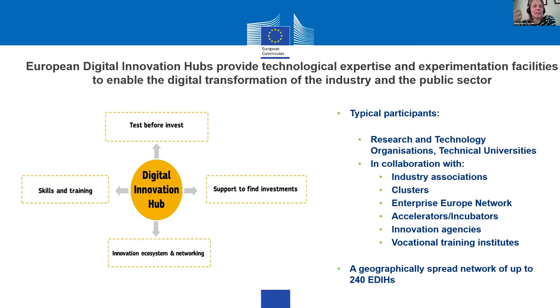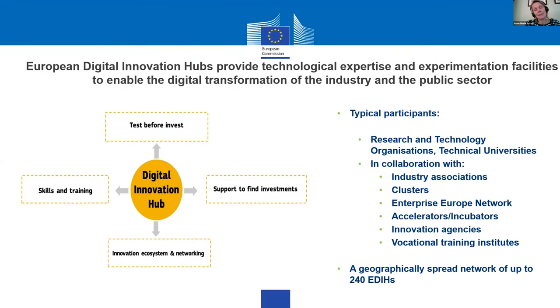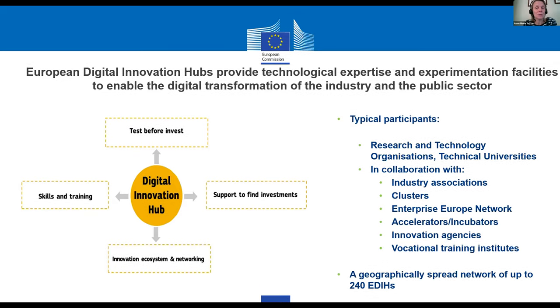Indeed, what Sai also said is that the ecosystem building is very important. And while there is this testing, for instance, with the robot, as I said, we also would like very much that the Digital Innovation Hub involves the startups or the supply industry who could deliver such products to this user industry. The typical participants that we see in the Digital Innovation Hubs are research and technology organizations, so RTOs, and technical universities who would have facilities, who would have technical knowledge, but they should work in collaboration with industry associations, clusters, in order to reach out to the SME, to the users of this hub, and to also understand very well the needs of the users.